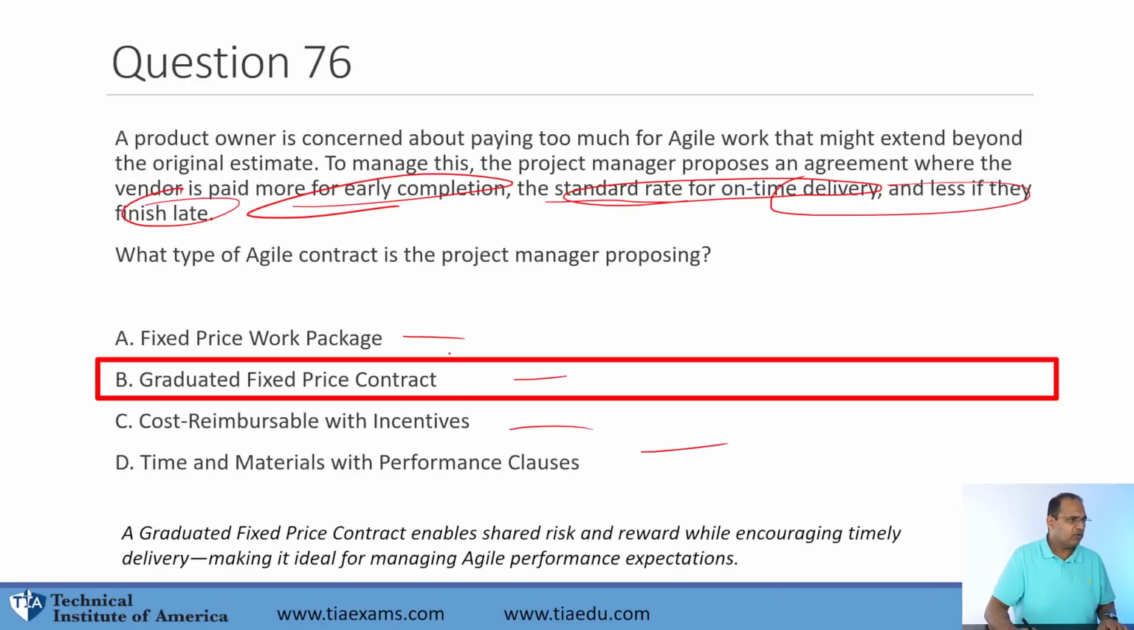So this is called, and we went over this in the course, graduated fixed price. In other words, depending on how early they are, if they're on time, if they're late, they get a fixed price, but it changes based on when they deliver it. So if they're early, they get more money.